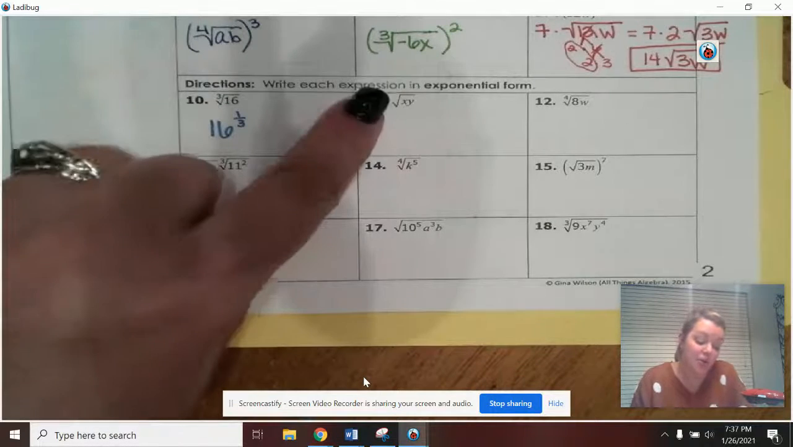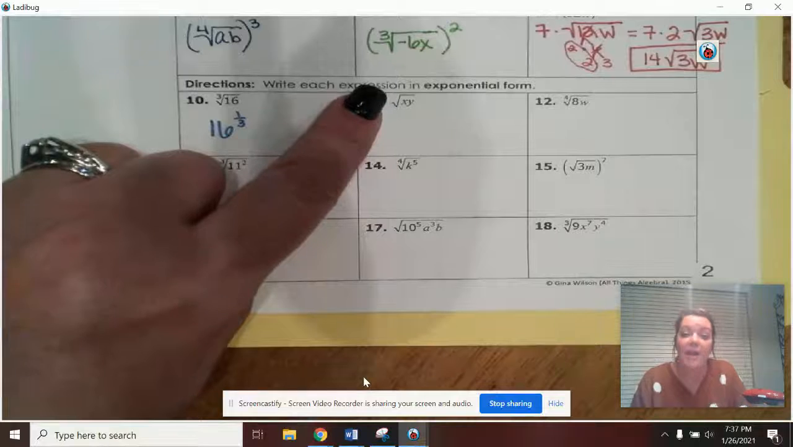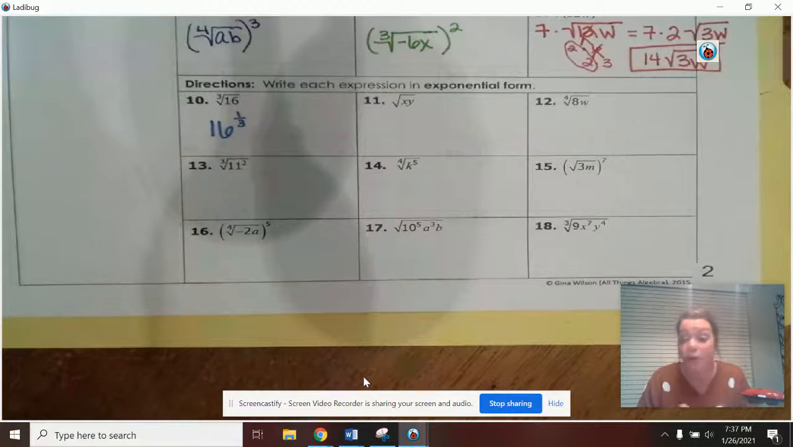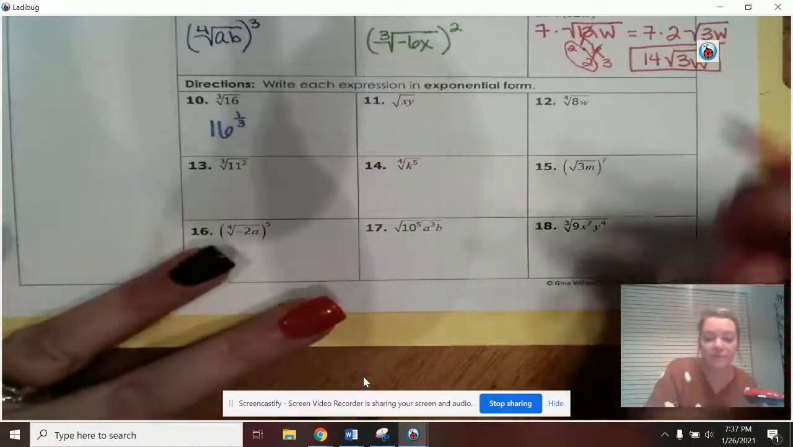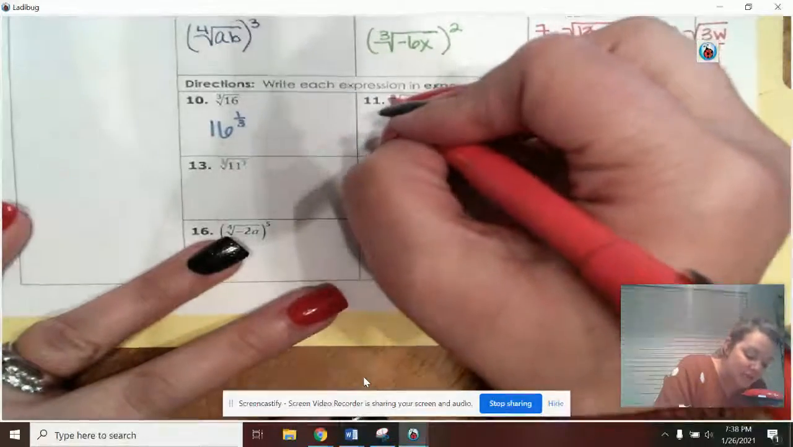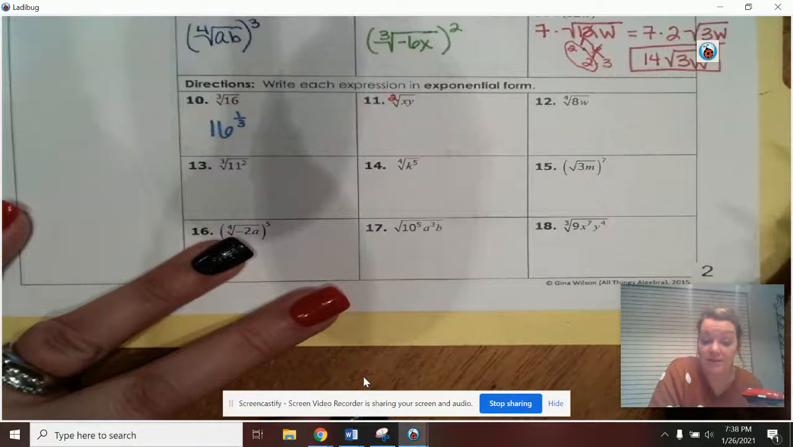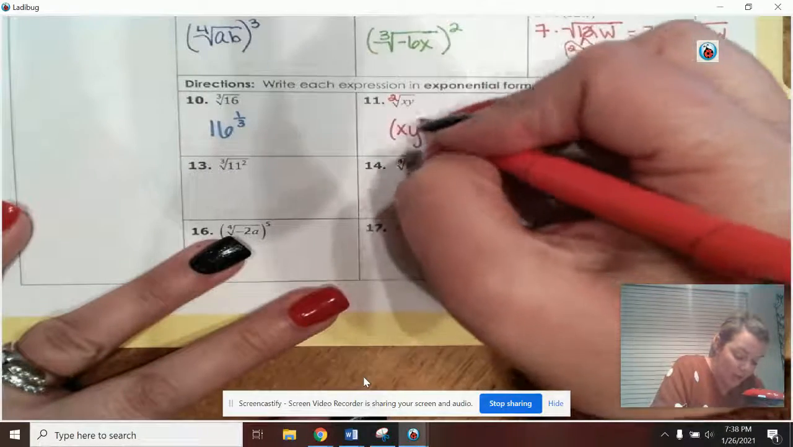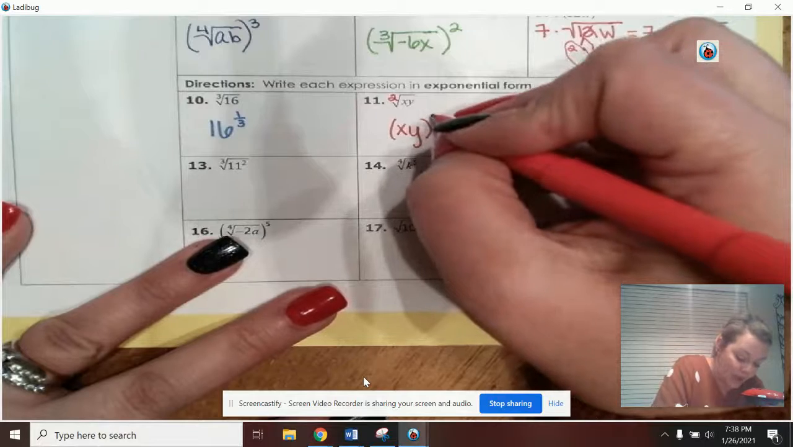This is the square root of xy, and I know that this is a 2, okay? We don't write that 2. It's like the 1 in algebra. We don't usually put the 1 in there if it's in front of a variable. This is an understood 2 that lives right here because this is a square root. So this one is x times y to the 1/2.